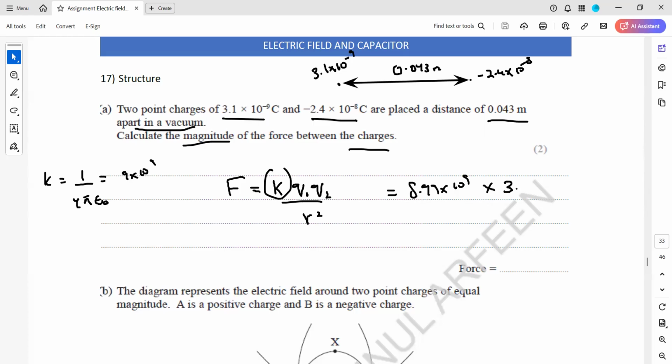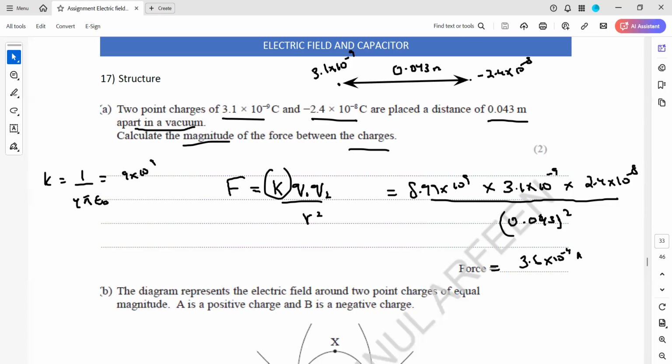The product of the charges is 3.1 into 10 to the power minus 9 and 2.4 into 10 to the power minus 8. We did not take the negative sign here because we are finding the magnitude. If we are finding a magnitude, we don't have to take the sign. We divide by the square of the distance between the two charges, which is 0.043 meters. When we simplify, we get the magnitude of the force, which is 3.6 into 10 to the power minus 4 newton. That is the force between the charges.